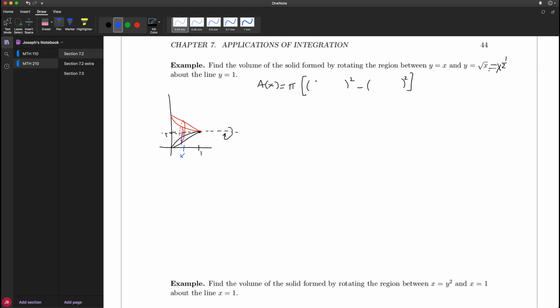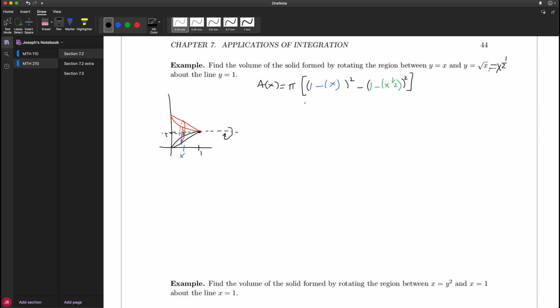And anytime I'm subtracting, I'm always putting parentheses. And now switching over to green, the inner radius is going to be again 1 minus, but now it looks like the function square root of x, or x to the 1/2, is the one that's being subtracted. Okay, something like that.